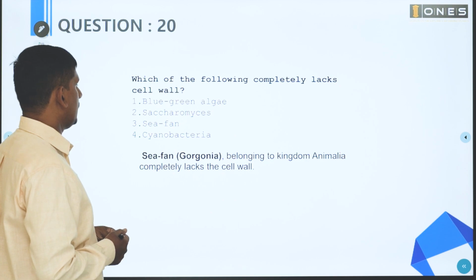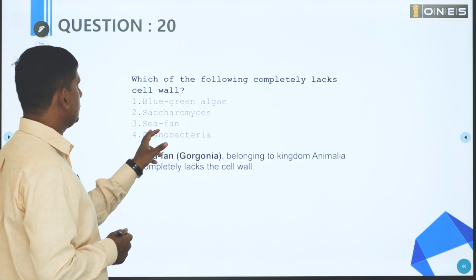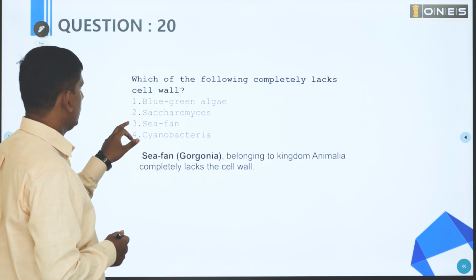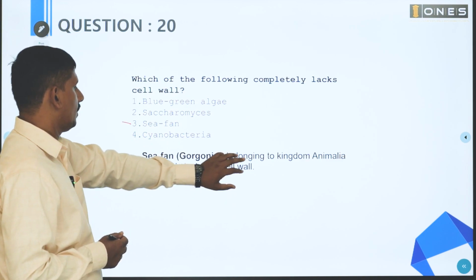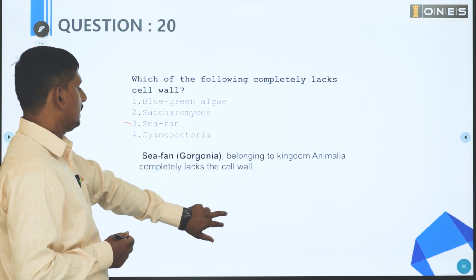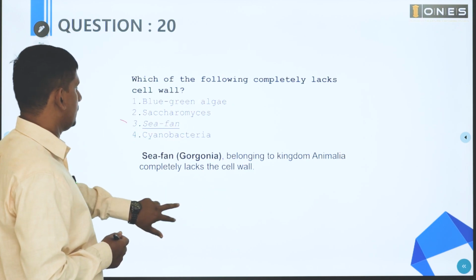Which of the following completely lacks a cell wall? Blue-green algae, Saccharomyces, sea fan and cyanobacteria. So the right answer is sea fan. Sea fan, Gorgonia, belonging to the kingdom Animalia, completely lacks a cell wall. So the right answer is sea fan.